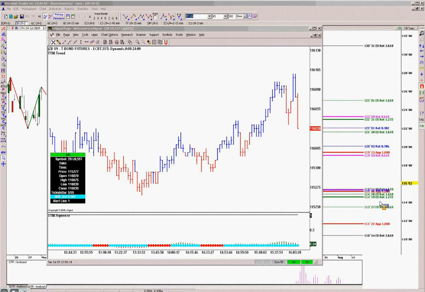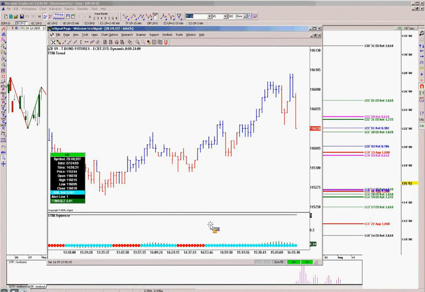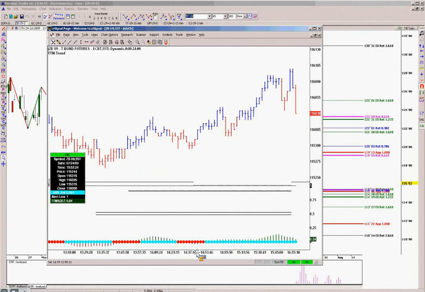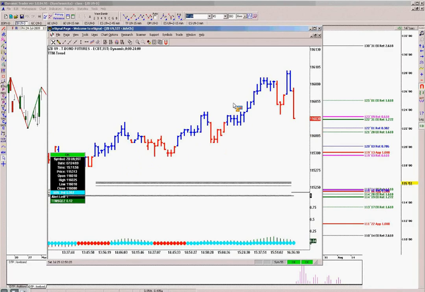Okay, momentum indicator. In the case of the squeeze, it's when I'm using this chart. Actually, this is not set up correct for this one.